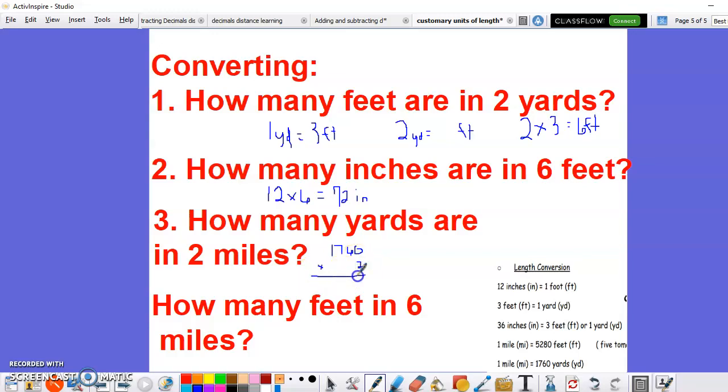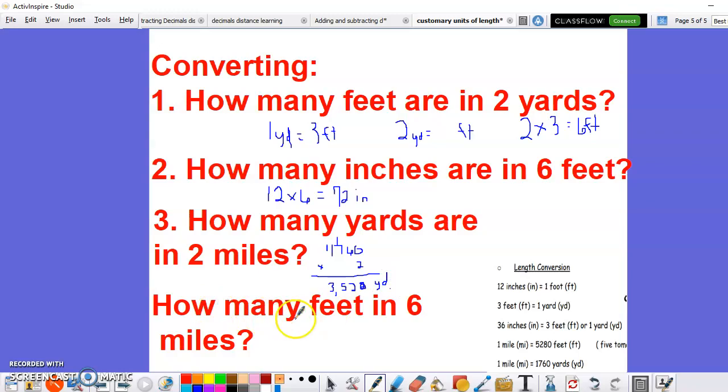And let's see what we have here. 0 times 2 is 0. 2 times 6 is 12. Regroup my 1. 7 times 2 is 14, plus 1 more is 15. I put a 5 there. Excuse me. And then 1 times 2 is 2, plus 1 more is 3. So there's 3,520 yards in 2 miles.